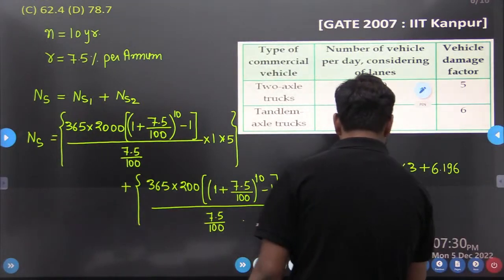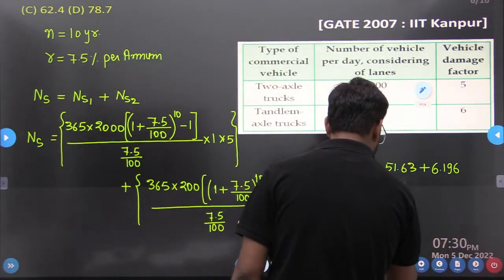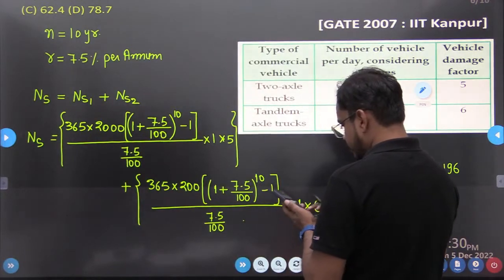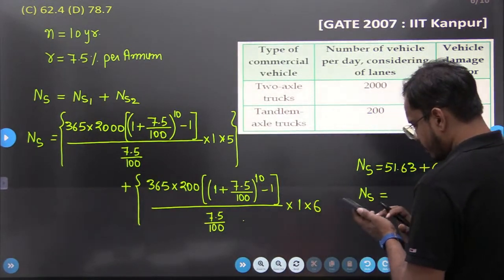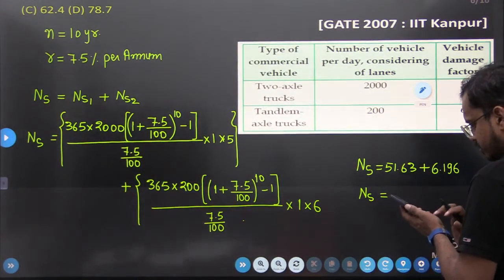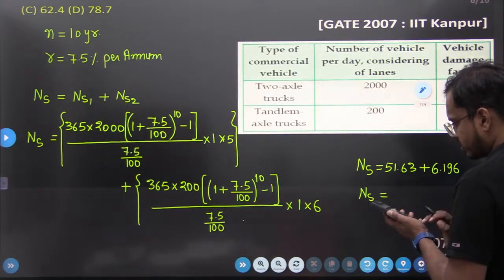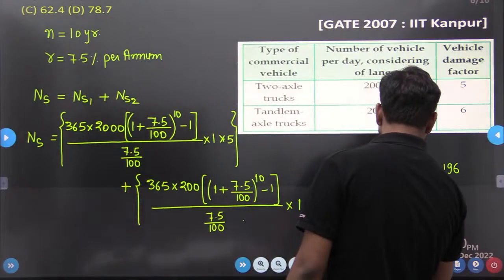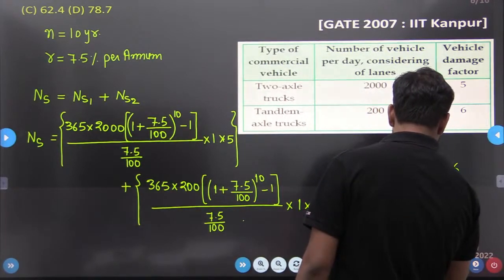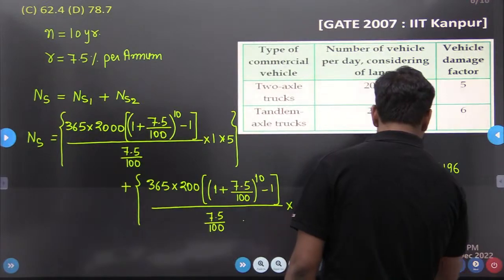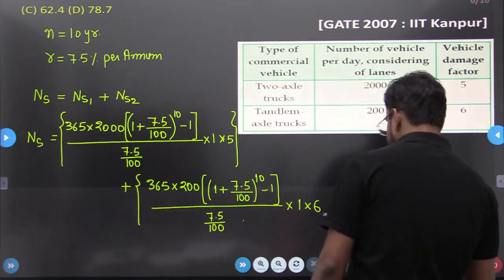6.196 million standard axle. So the cumulative number of standard axle is 6.196 plus 51.63. So the value is 57.826 million standard axle. It is the value of NS. Am I right? This is the value of NS.